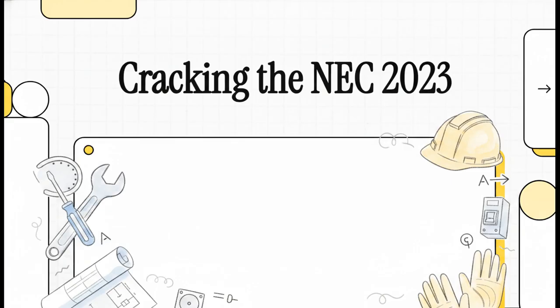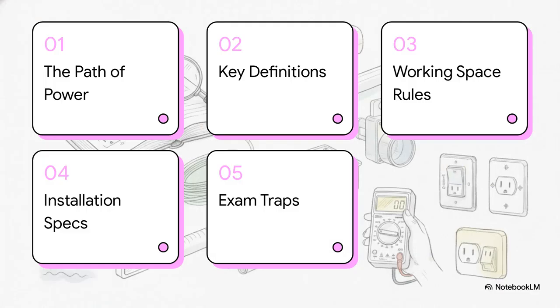Today, we are completely ditching the dense code speak. We'll use Article 90 as our foundation, and we're going to translate the heavy-hitting rules of Articles 100 and 110 into real-world, everyday job site knowledge. By the time we wrap up, you're going to have the exact numbers, thresholds, and definitions you need to absolutely crush your exam. So here's our flight path for today.